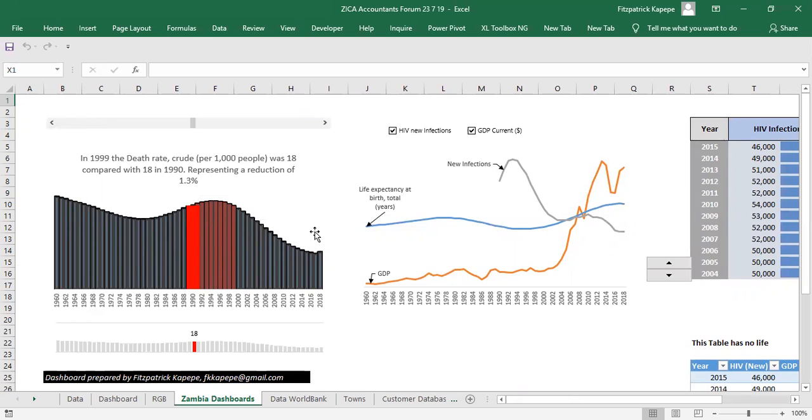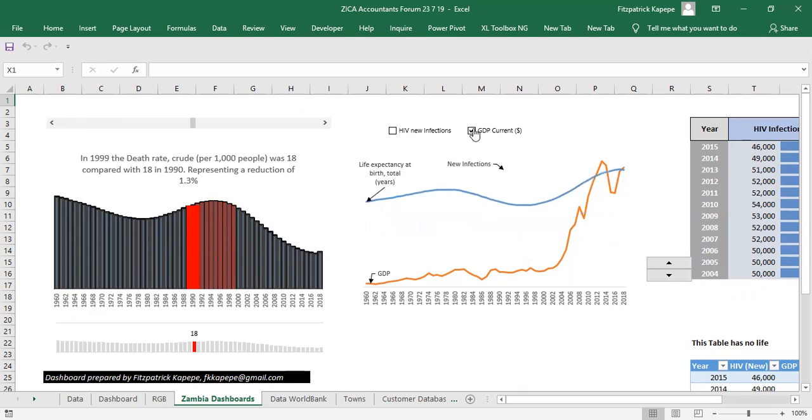Then I tried to use the same data to explain the connection between the GDP, HIV new infections, and the life expectancy. So let me just remove this. So you see, again, there's a slope around 1994. Whereas this side, there's a hump because it is talking about death. The other side, it is talking about life expectancy.